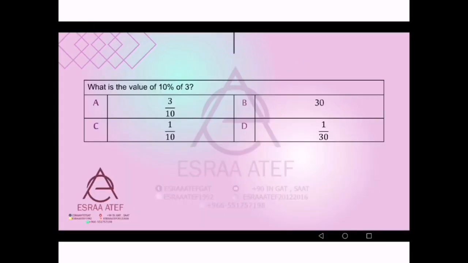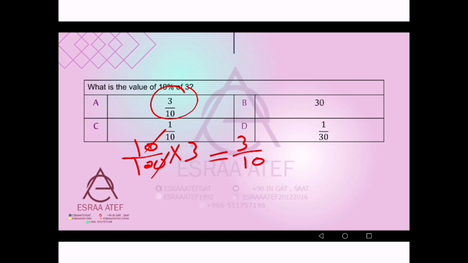Next one, what is the value of 10% of 3? 10% of 3 means 10 over 100 times 3, which is 3 over 10. So the answer will be 3 over 10.